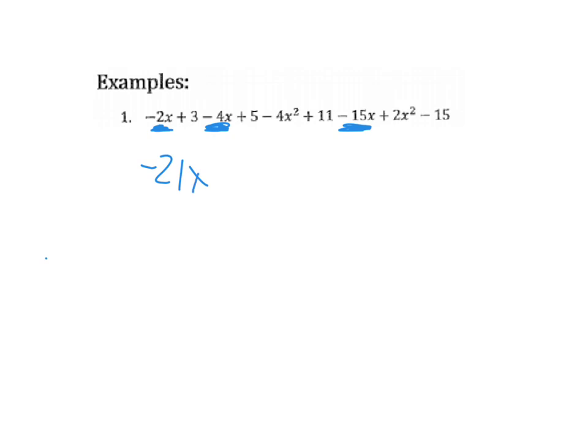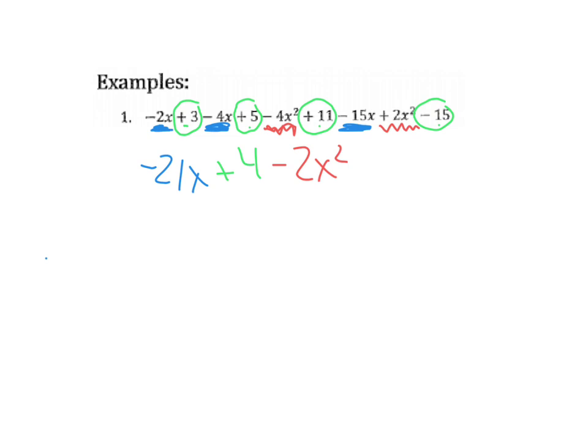Okay, and then I'm just going to keep going in order. So my constants, I'm going to do a 3 plus 5 plus 11, and it looks like minus 15. So 3 plus 5 will give us 8. 8 plus 11 is 19. 19 minus 15 is 4, positive 4, so plus 4. All right, and it looks like I have some x squared terms here. So a negative 4x squared and a 2x squared. So negative 4 plus 2 will give me negative 2x squared.